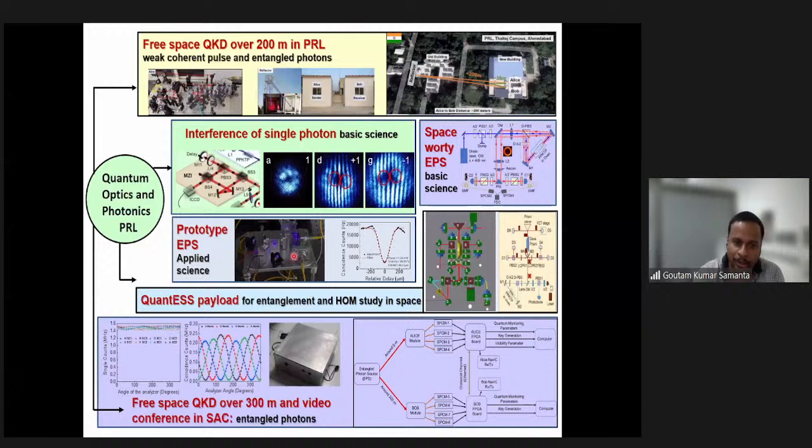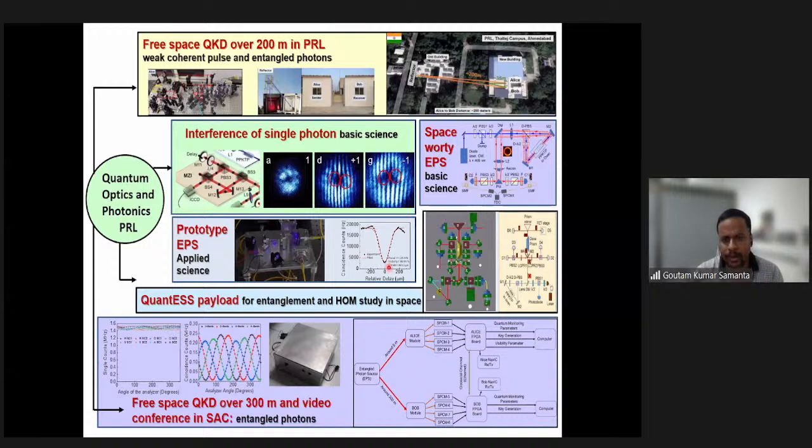We also make the prototype system. Basically, for this entangled photon source, we have made a prototype system that is now being made in the lab. It will come in a box of 20 centimeter by 20 centimeter, a bright entangled photon source that can be used by anyone in the field, because it requires only one input and the rest of the things are inside. You just plug in, and it's a plug and play kind of device we are trying to make.